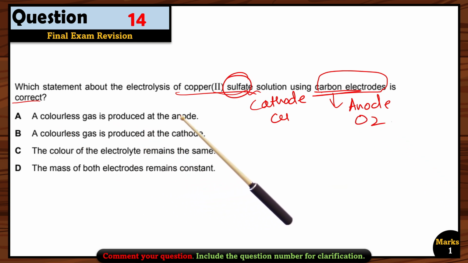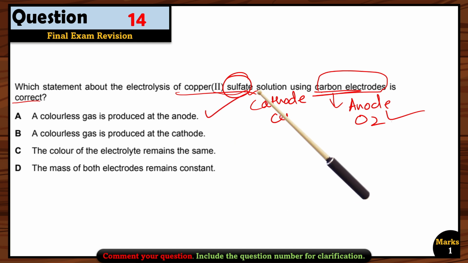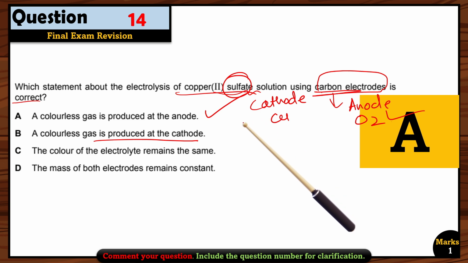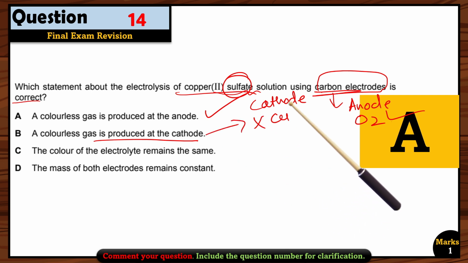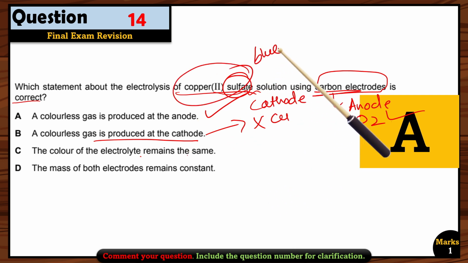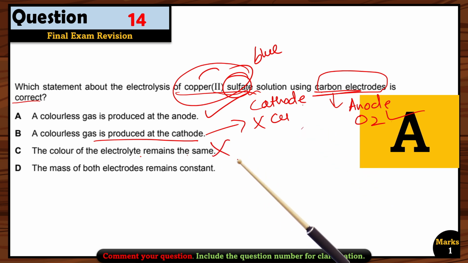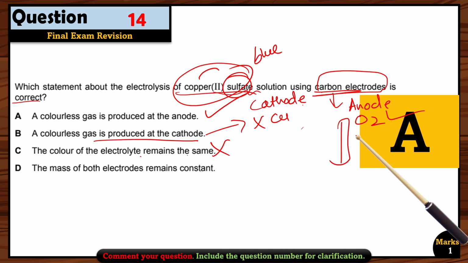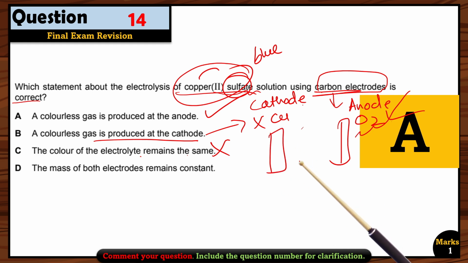A colorless gas is produced at the anode. Yes, that's right. Oxygen is a colorless gas. So option A is the right option. A colorless gas is produced at the cathode. Wrong. Because it's copper, a metal, the color of the electrolyte will fade. Why? Copper sulfate solution has a blue color. So when these ions start depositing at the cathode, of course your solution color will fade away. That's why this is also wrong. The mass of both electrodes remains constant. That's also wrong, because the anode will of course remain the same, oxygen will bubble through. But at the cathode, the copper will start depositing, right?